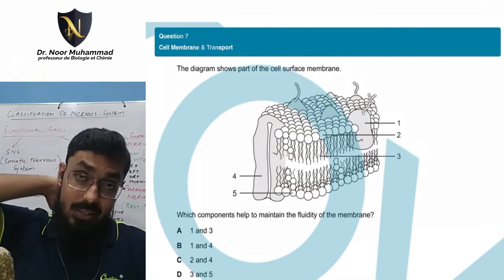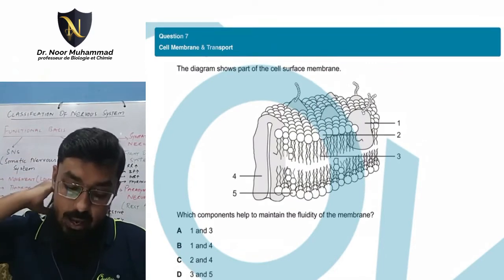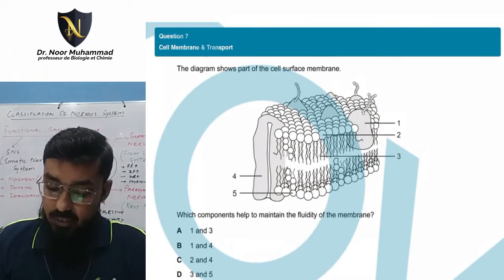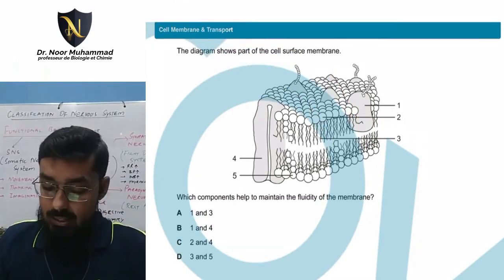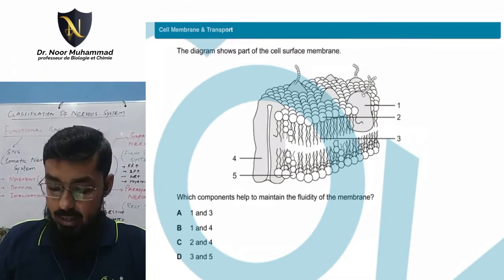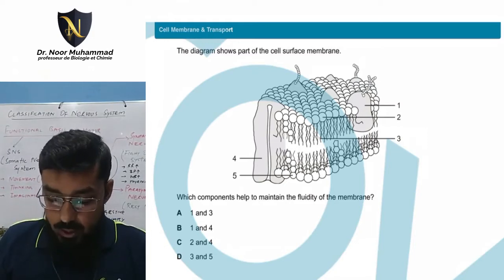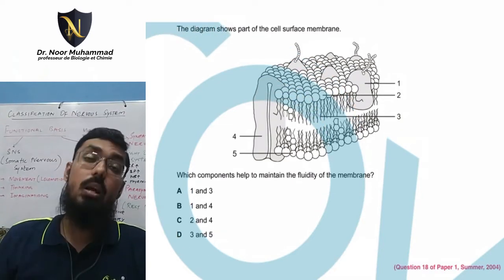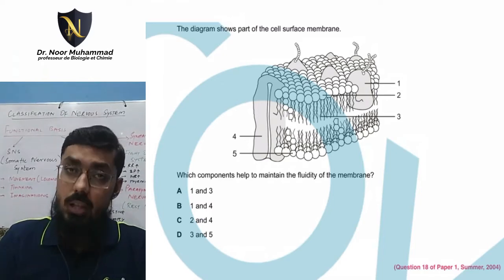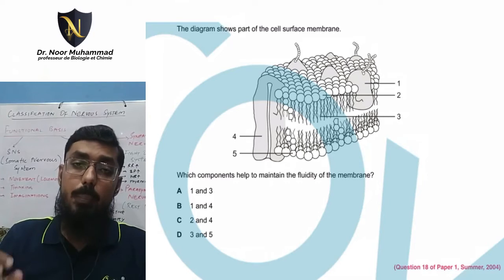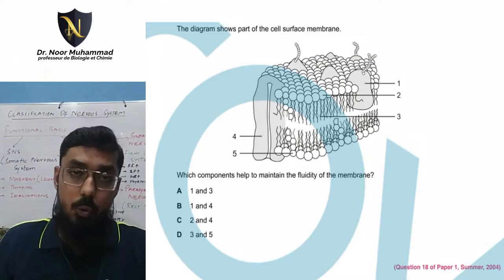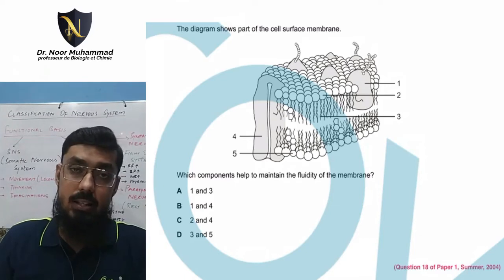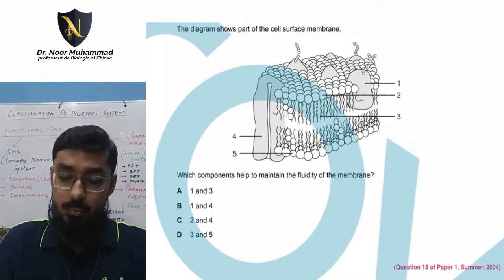Okay, so here we have a question from cell membrane and transport, chapter number 4. The question is: the diagram shows part of the cell surface membrane. As you can see at first glance, this is a cell surface membrane, and five points are labeled in this diagram. The question asks which component helps to maintain the fluidity of the membrane. If you remember the lecture, I have already talked specifically about the structure that takes part in maintaining the fluidity. So just think for a time, I'm giving you time, take your time, go to the notes and work toward the right answer, and then I'll tell you the right answer and the logic also.